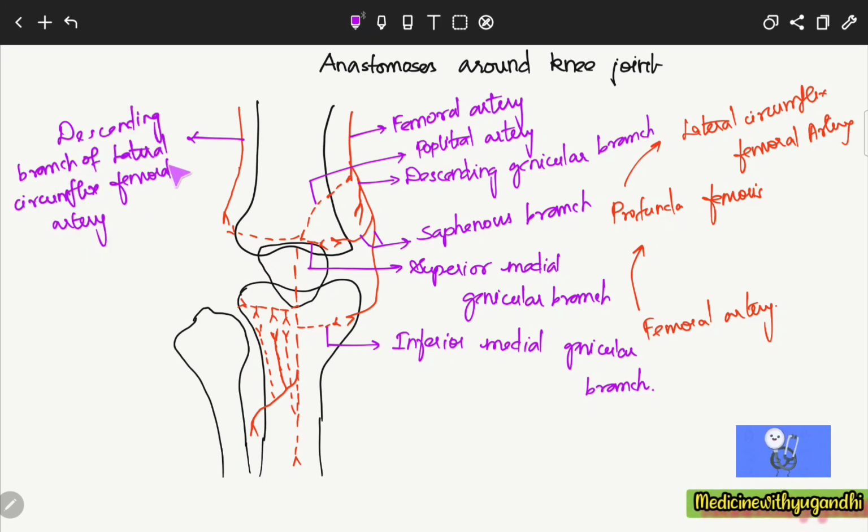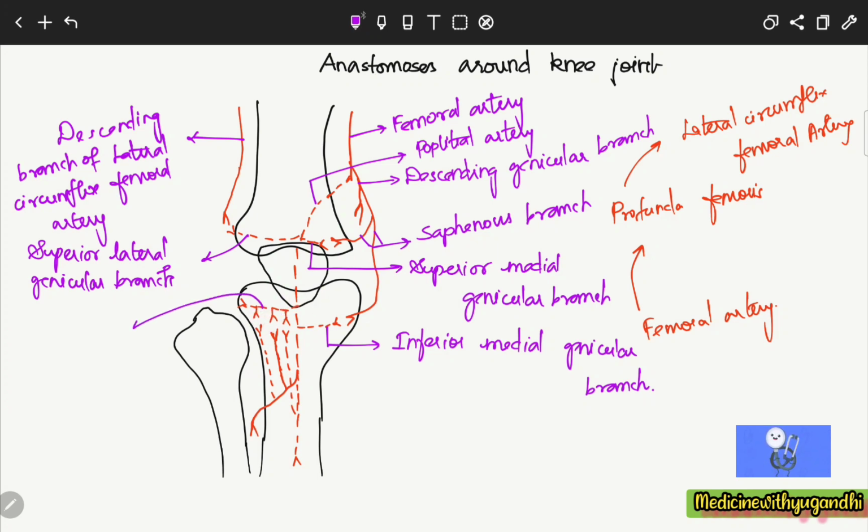This lateral circumflex femoral artery is a branch of the profunda femoris artery, which is in turn a branch from the femoral artery. This anastomoses with the superior lateral genicular branch from the popliteal artery. Now coming to laterally and below the condyle, how the anastomosis takes place.